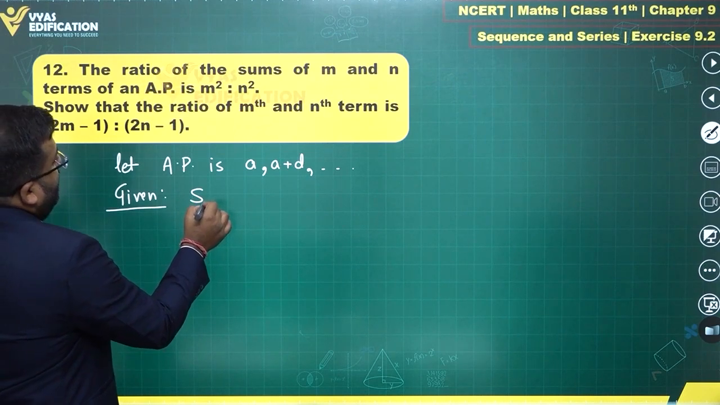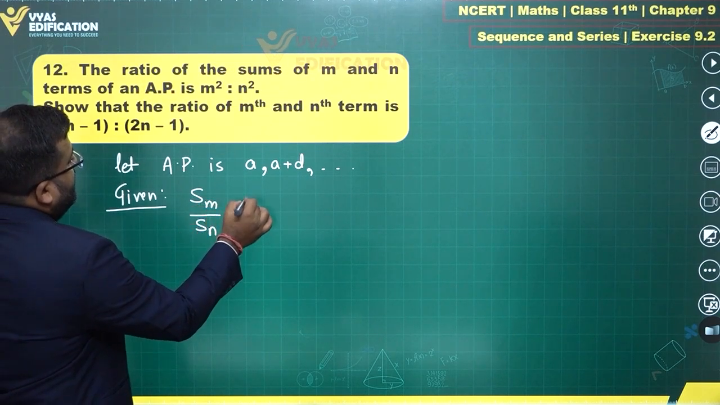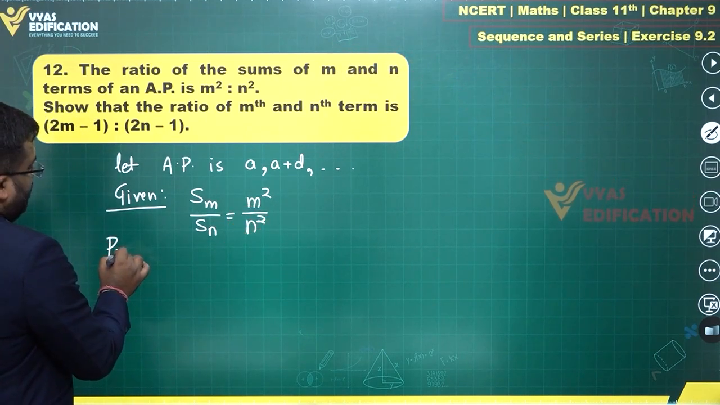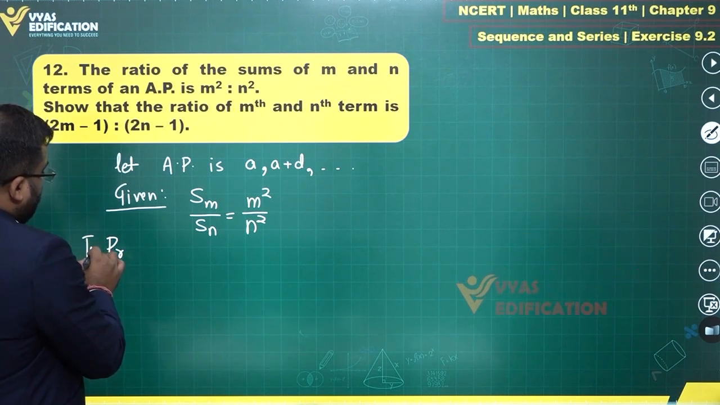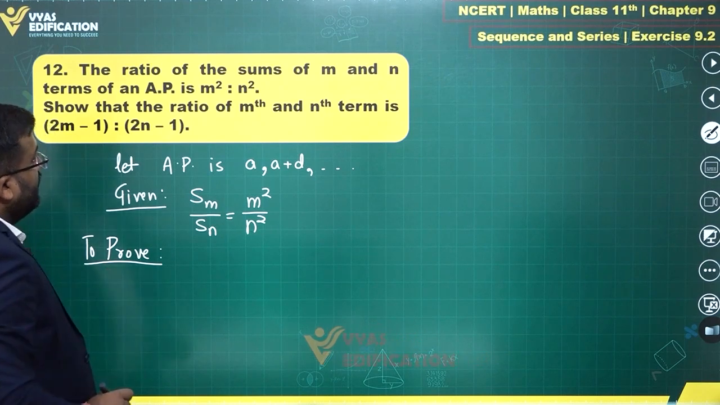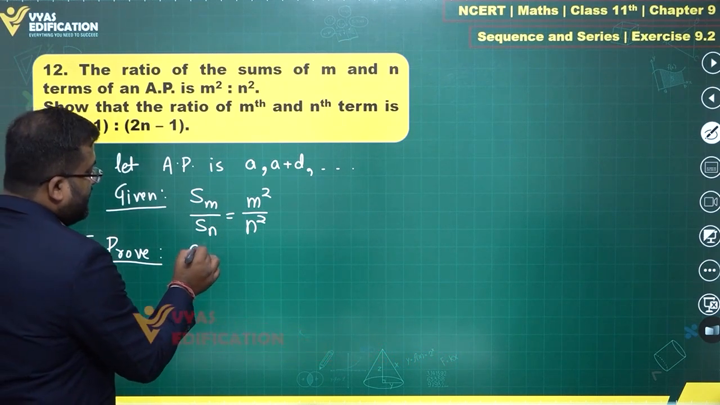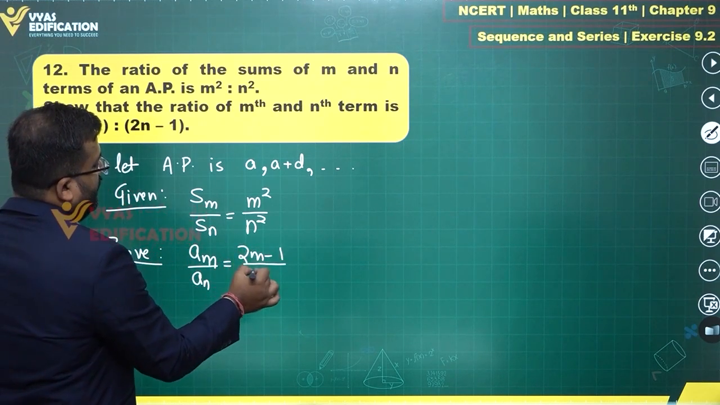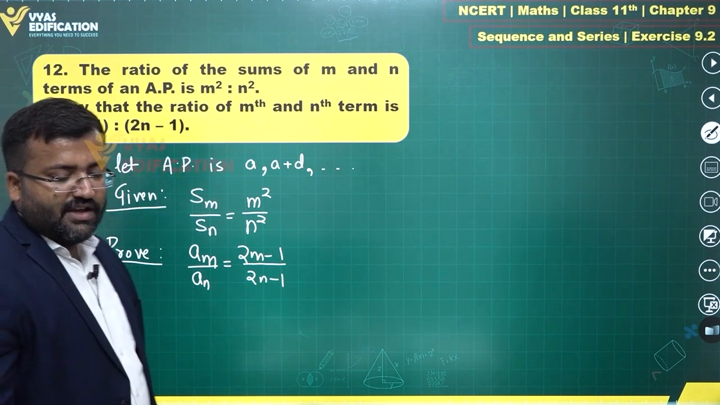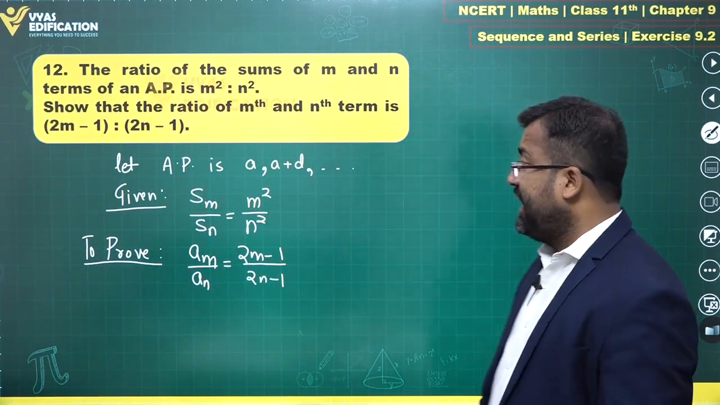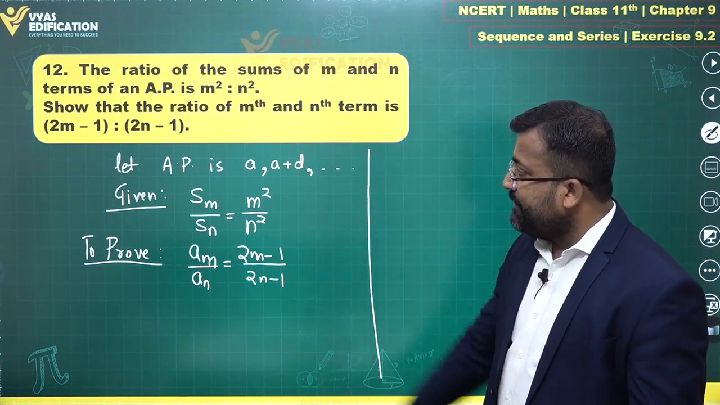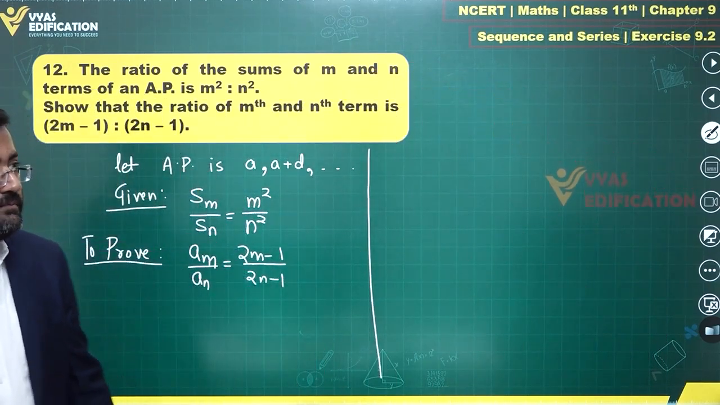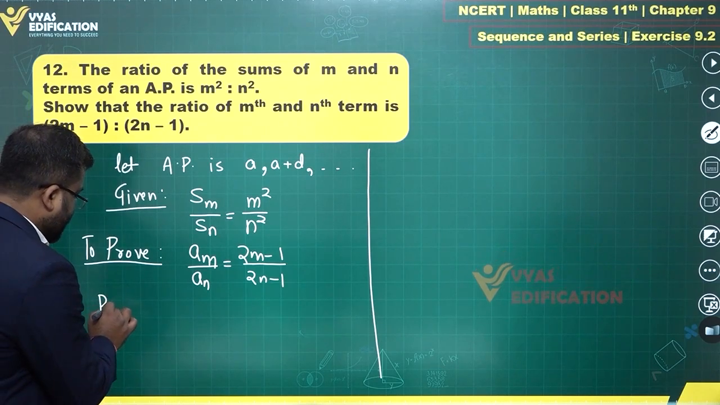The ratio of the sums of m and n terms is m square upon n square. And we have to prove, what are we supposed to prove? The ratio of the mth term and nth term is equal to 2m minus 1 upon 2n minus 1. This is actually one result which you can maybe remember as well, that if the sums of m and n terms of one particular AP are in this ratio, then the mth and nth terms will be in this kind of a ratio. How will we prove this?